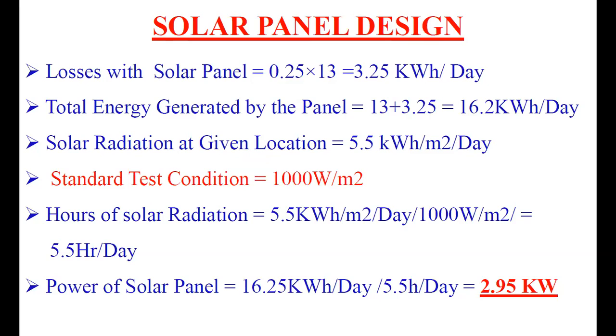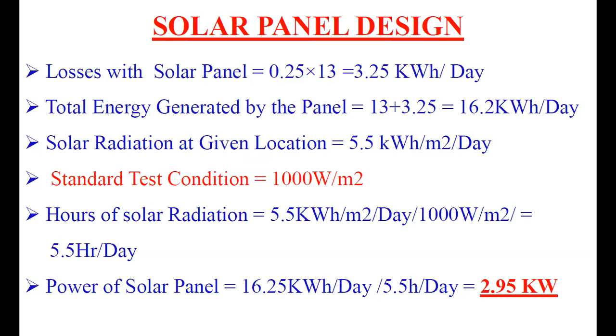So the power of the solar panel has to be calculated. The required power generated by the solar panel will be 16.2 kWh per day, which is the required energy for meeting the requirements of the load of the consumer. So the power of the solar panel required will be 16.25 kWh per day divided by 5.5 hours per day. That is 2.95 kW is the power required by the solar panel.